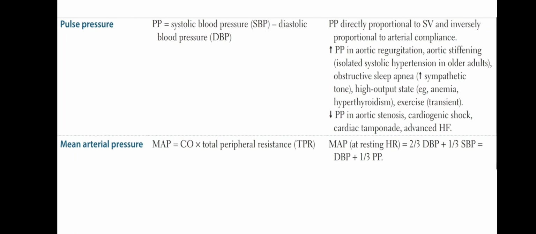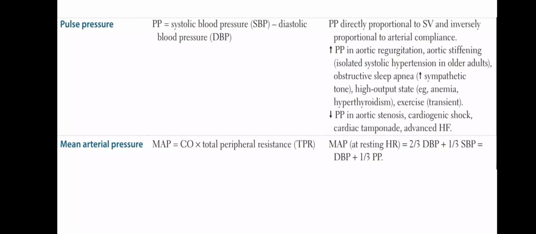Now pulse pressure, which is simply the difference between the systolic and diastolic blood pressure. Pulse pressure is directly proportional to stroke volume and inversely proportional to arterial compliance. Pulse pressure is increased in aortic regurgitation, aortic stiffening due to isolated systolic hypertension in older adults, obstructive sleep apnea due to increased sympathetic tone, high output states, for example anemia and hyperthyroidism, and exercise (in the transient phase). Pulse pressure is decreased in aortic stenosis, cardiogenic shock, cardiac tamponade, and advanced heart failure.